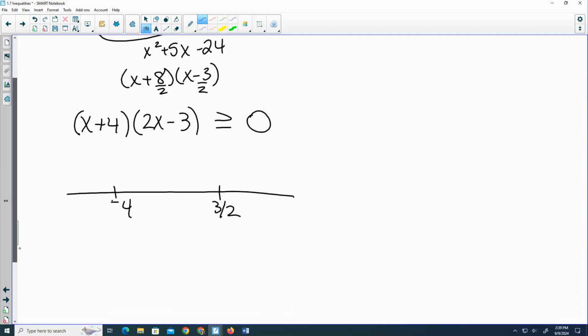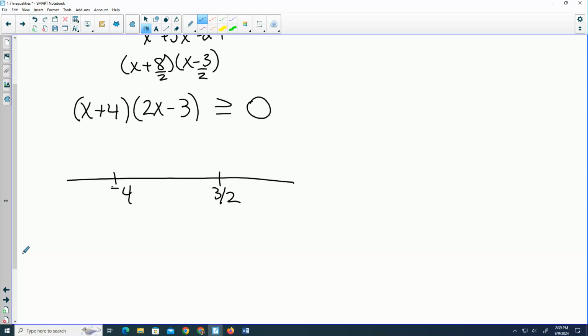Alright, test point. Smaller than negative 4: negative 5. In between. And bigger than 3 halves. Okay, we are plugging these in to our factored form right here, and all we care about is positive or negative. So negative 5 plus 4 is negative. 2 times negative 5 minus 3 is negative. If you multiply negative and negative, you get positive.